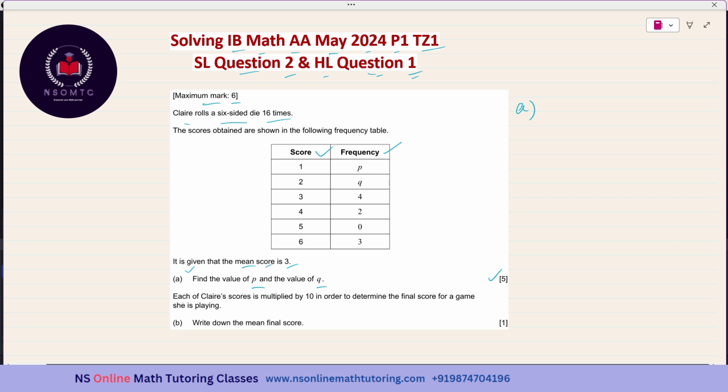Okay. So we know that the die has been rolled 16 times. So the total frequency should be equal to 16. So p plus q plus 4 plus 2 plus 0 plus 3 is equal to 16. So 4 plus 2 is 6, 6 plus 3 is 9. Therefore, p plus q is equal to 16 minus 9, which is equal to 7. So p plus q equals 7. This is our first equation.